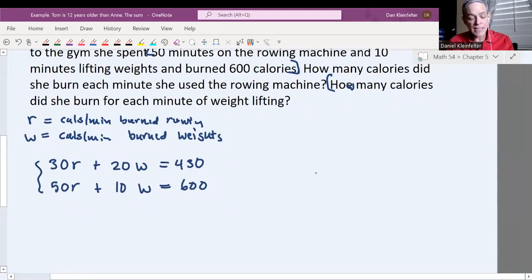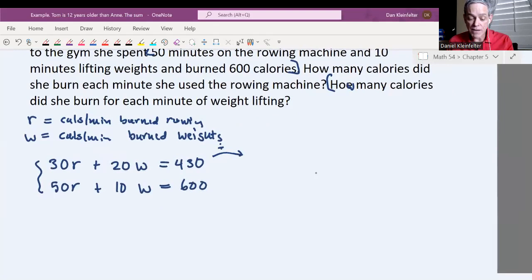So one thing I can see is that in the first equation, all the numbers end in 0. So I'm going to divide by 10, and that will lower the sizes of the coefficients. So we'll have 3R plus 2W, and that's equal to 43. Okay, the numbers are a little more manageable there. In fact, we can do that with the second one also.